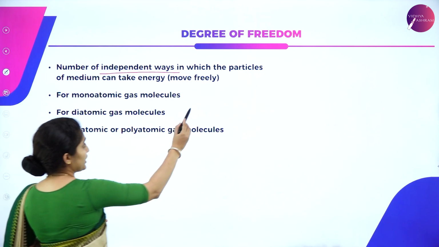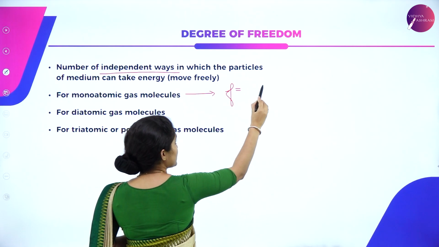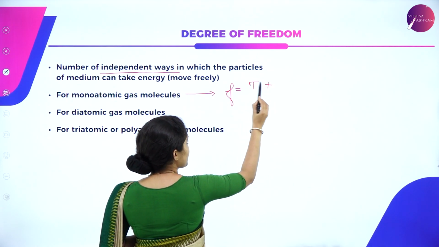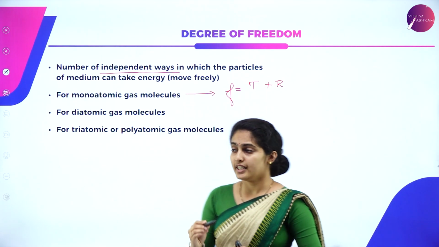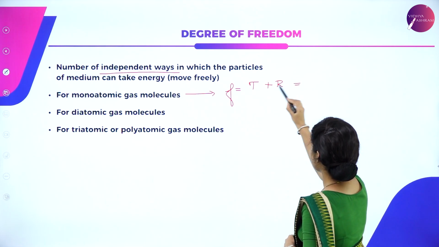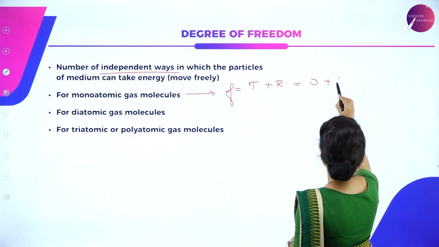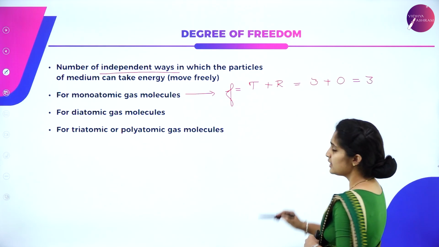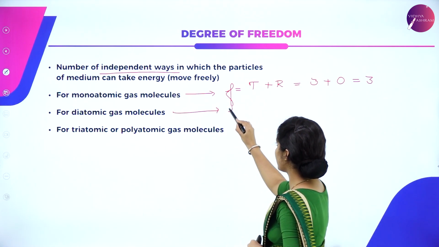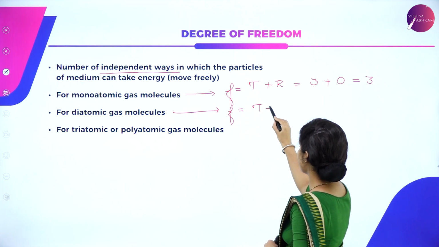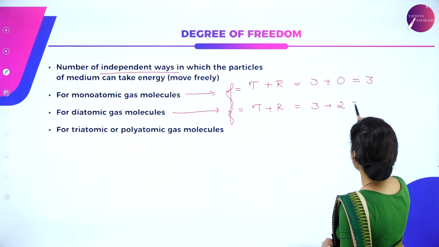For monoatomic gas molecules, the degrees of freedom is a sum of translational motion as well as rotational motion. Two motions we have to consider. For a monoatomic gas, it has 3 translational motions with respect to x, y and z axis and 0 rotational motion. So degrees of freedom is 3 in case of monoatomic gas molecules. In case of diatomic gas molecules, translational motion is 3 plus rotational motion is 2, so 3 plus 2 is equal to 5.